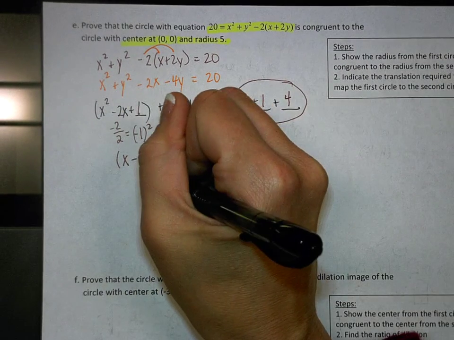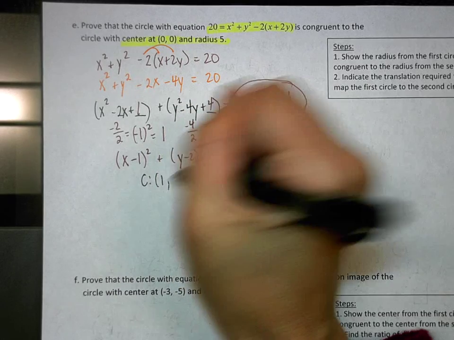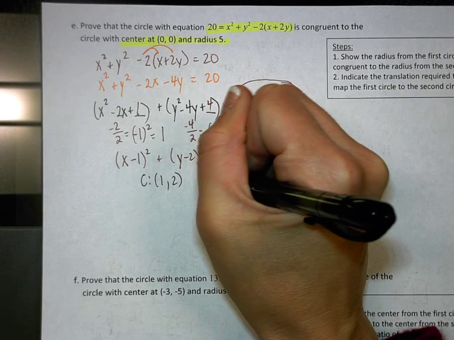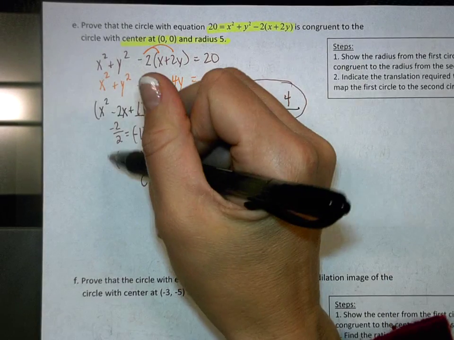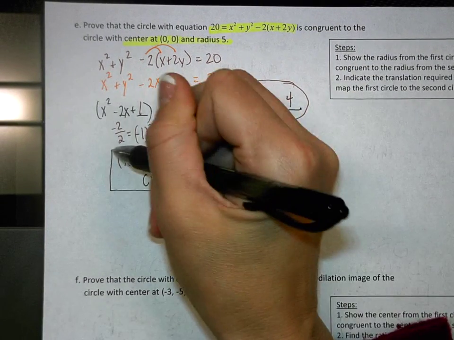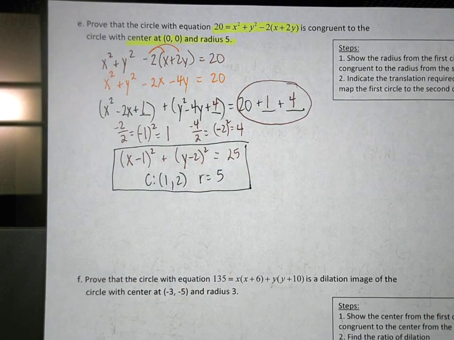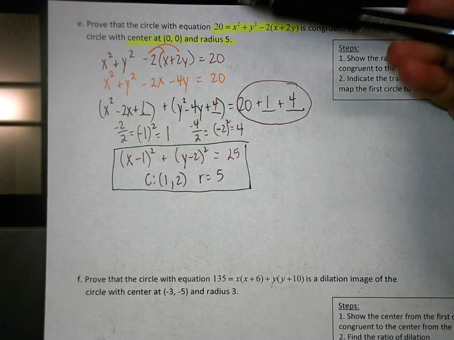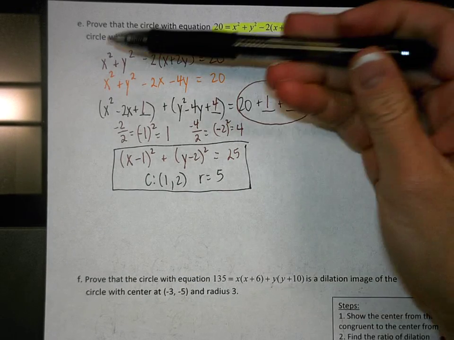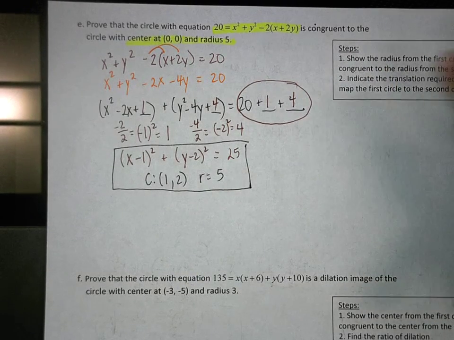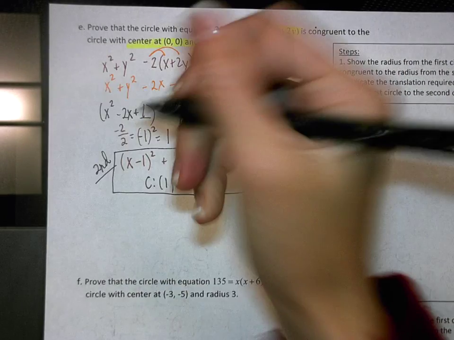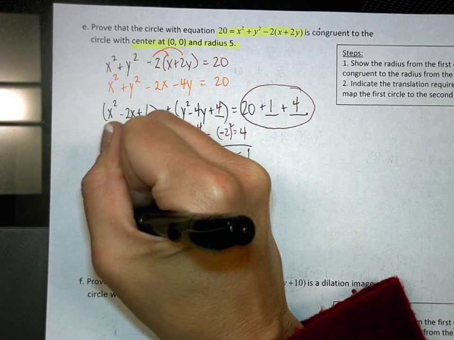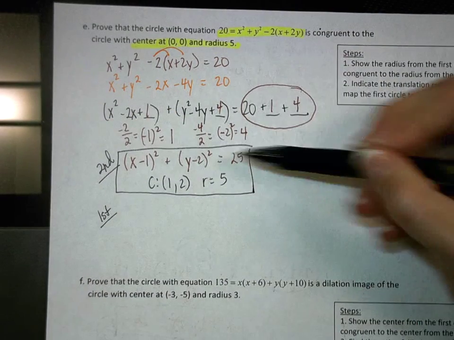And so based on this information, what is my center here? 1 and 2. 1, comma, 2. And my radius would be what? 5. Very good. Okay, so this is my information here. Okay, and so it says prove that this circle is congruent to the circle with this center at radius 5. Okay, this is actually my second equation. My first equation is this other one because we're proving that this is congruent to this.